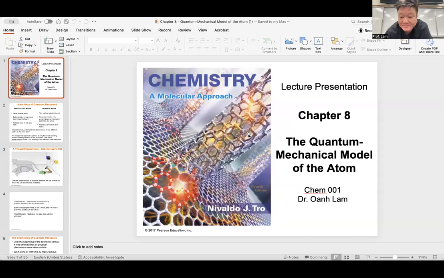So Chapter 8 is on the quantum mechanical model of the atom. In this chapter, we're going to look at waves, and then we'll go into a little bit of quantum chemistry, and you get to learn what the quantum mechanical model of the atom is. We're going to be talking about orbitals and things like that.